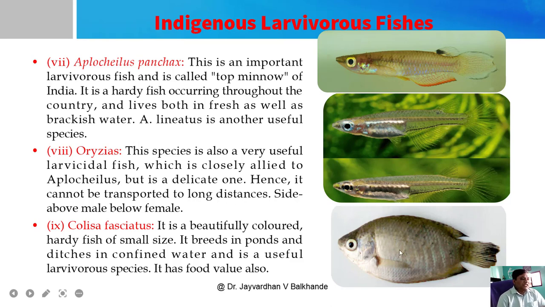The next species is this one, Colisa fasciata. It is again a beautifully colored hardy fish of small size. It breeds in ponds and ditches in confined water and is a useful larvivorous species. It has some food value also.